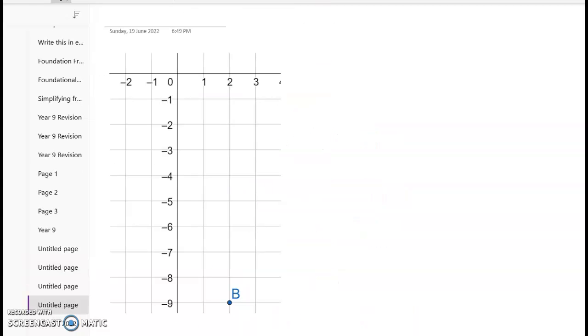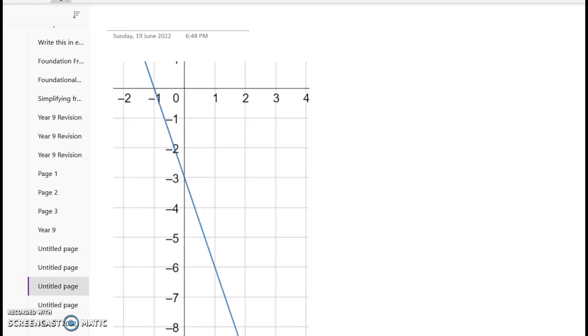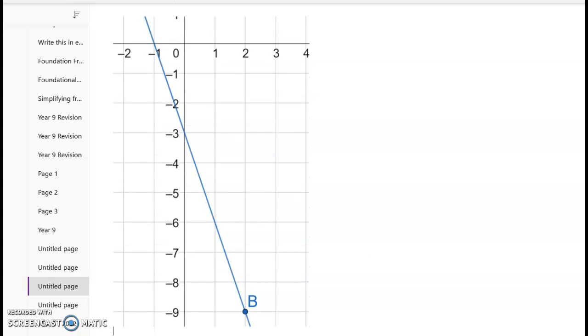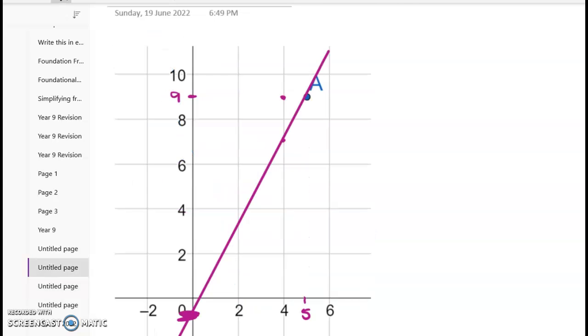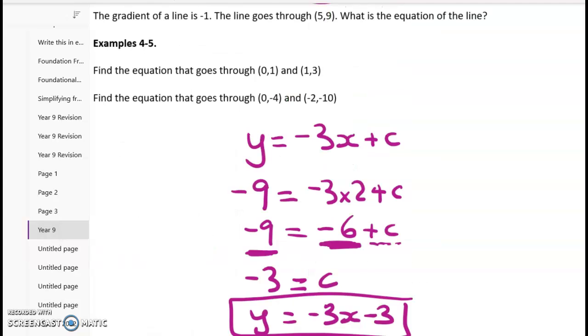Maybe not. Oh, yep, there we are. Is that the point 2, 9, or is that the next one? Yep, there it is. Okay, so you can see that line there fits what we've just done, I think. Maybe that's another example. No, that's not the same example, guys, forget it.